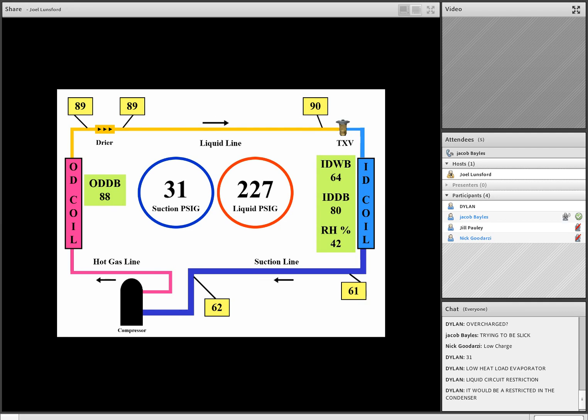Would it be anywhere closer to TXV? I'm guessing just liquid, but... That's a good diagnosis. So a restricted TXV will look just like this.